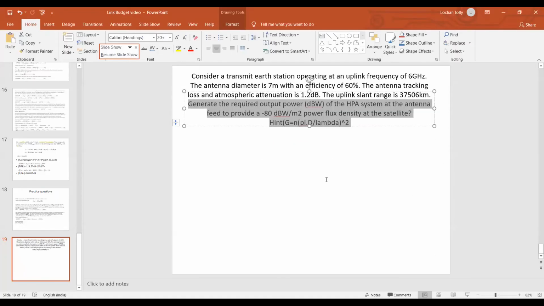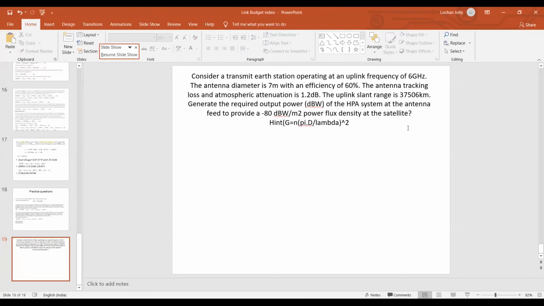Consider a transmitting antenna. Just look at the problem. Transmitting earth station operating at an uplink frequency of 6 gigahertz. The antenna diameter is 7 meters with an efficiency of 60%. Antenna tracking losses and atmospheric attenuation is 1.2 dB. The uplink slant range is given. Generate the required output power of the HPA system at the antenna feed to provide -8 dB watt per meter square flux density at the satellite. Tell me how we will solve this problem.